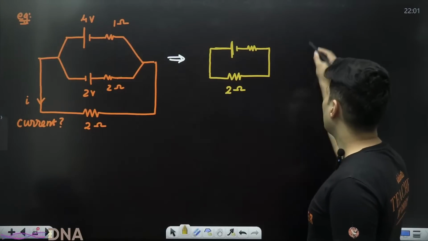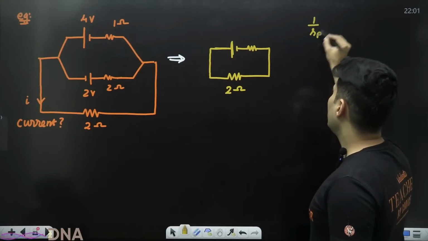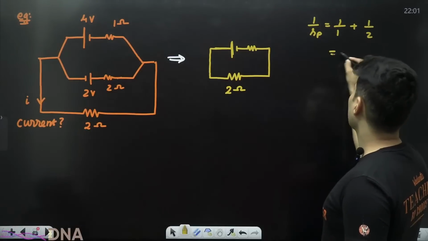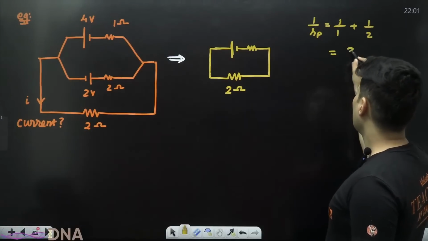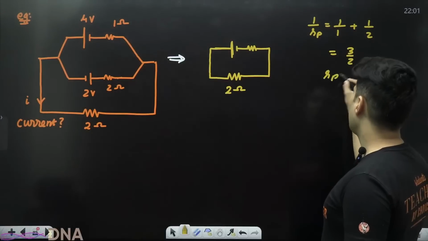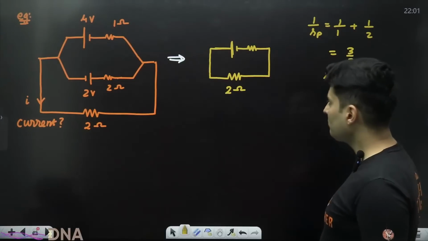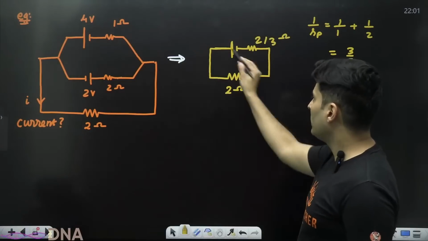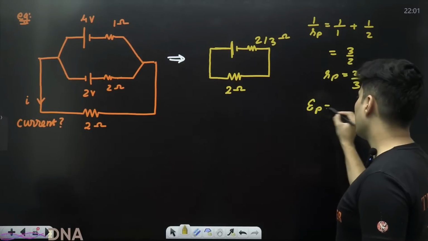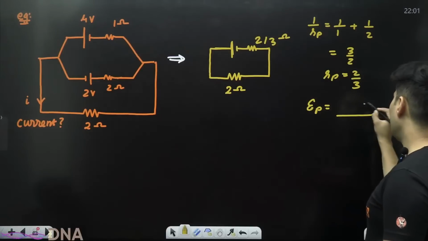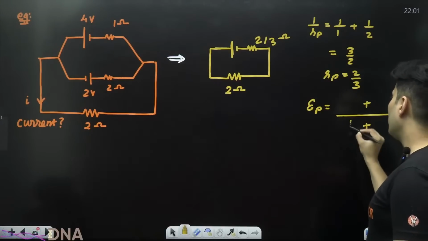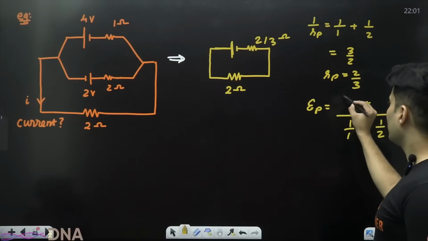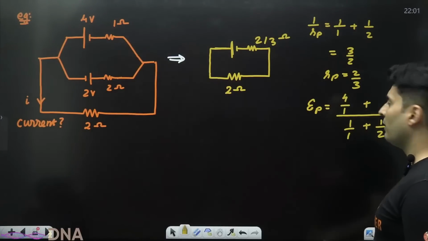Can I find this? Definitely. Why not? So 1 by Rp will be 1 by R1 plus 1 by R2. So this will be 1 plus 1 by 2, which is 3 by 2. So Rp will be basically 2 by 3. So this is 2 by 3 ohms. What about this EMF in parallel? E1 by R1 plus E2 by R2, upon 1 by R1 plus 1 by R2. What is E1? E1 is 4. What is R1? It is basically 1. What is E2?